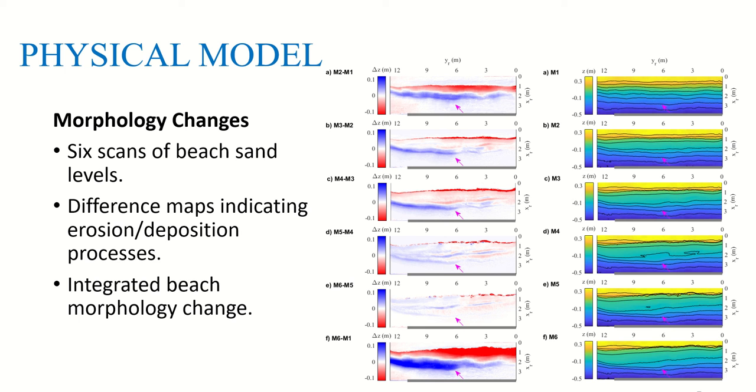In order to understand the change in the map, we subtract each map from the one before. So you can see in the left column the different maps indicating erosion and deposition processes, where erosion is indicated in red and deposition is indicated by blue color. At the end, in the lowest plot, you can see the integrated beach morphological change indicating the entire erosion and deposition areas.